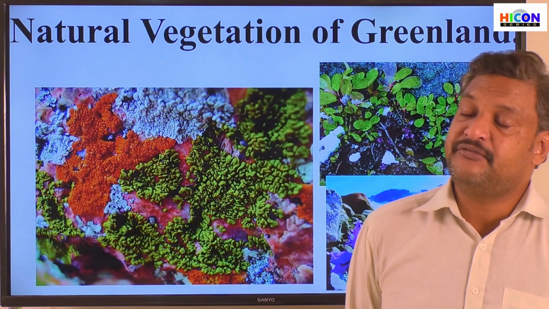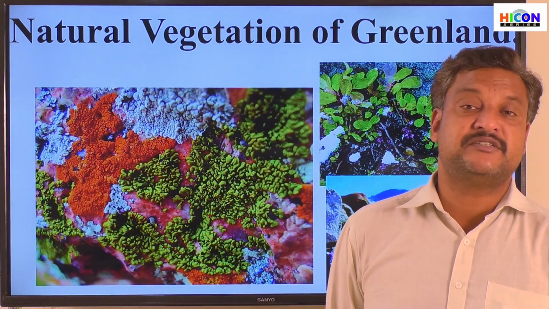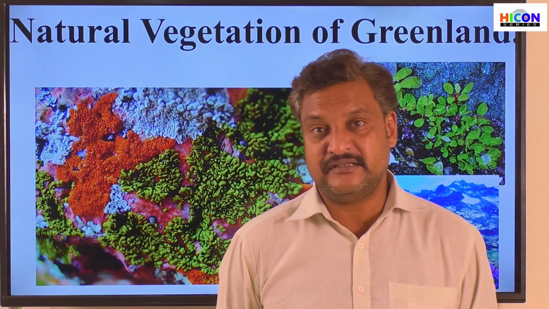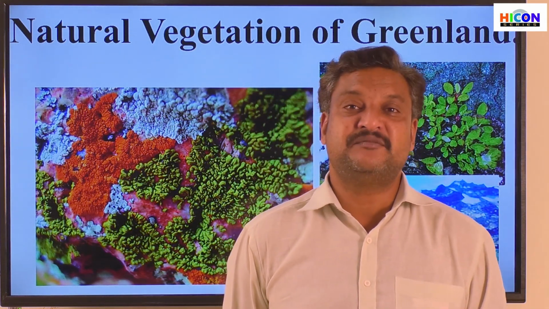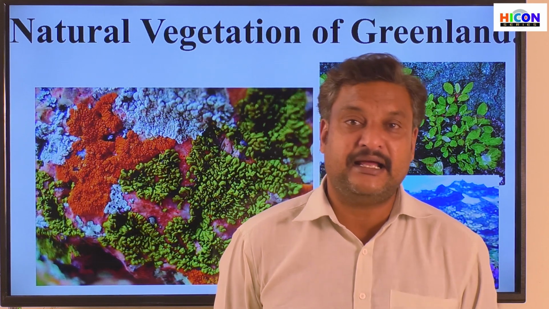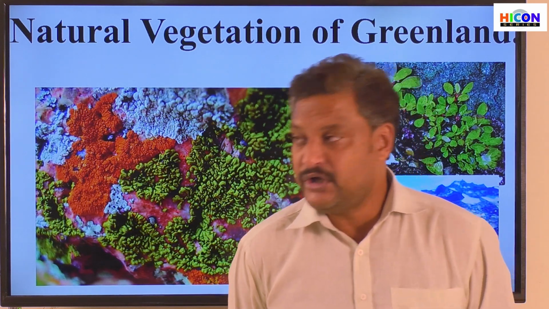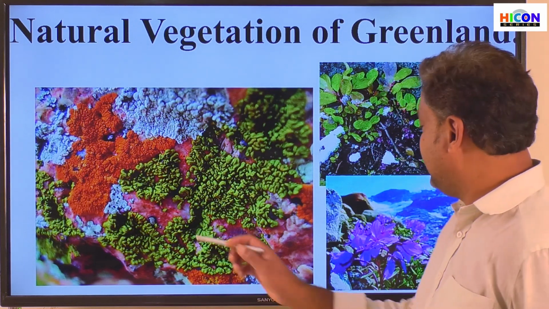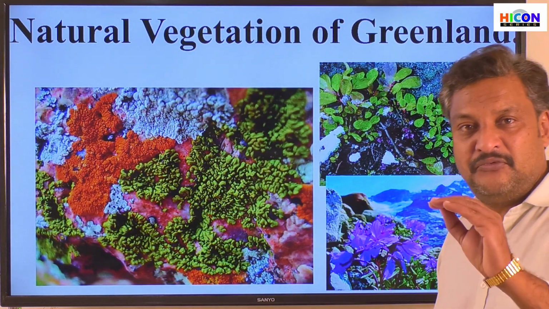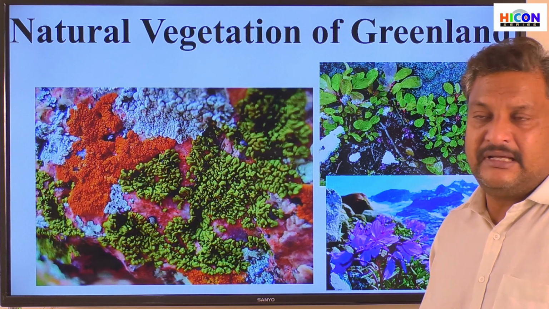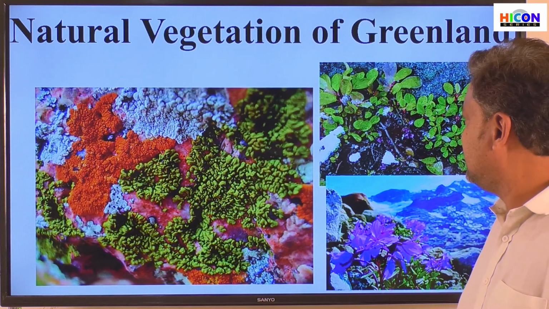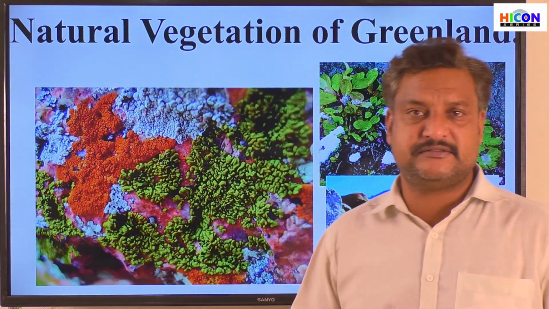So plant life is very, very limited as far as Greenland is concerned. Only during the short summer season, in some regions the ice melts and there will be some land seen by the sun. Only in those regions can we find some moss or lichens or small flowering plants, grass type of flowering plants, which can have a maximum height of 15 centimeters.